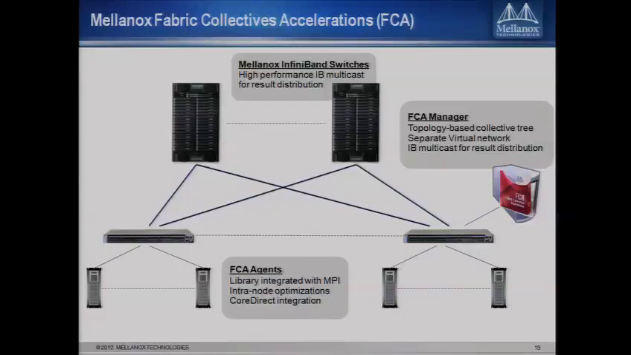We also have intranode optimizations within the FCA agent, so optimizations within the node. And we also take advantage of our Core Direct, which is a feature where the collective operation can actually be offloaded to the HCA hardware. So the FCA agent takes advantage of that feature on the HCA if it's available. And it doesn't need to be. You can run this on older HCAs that don't have the Core Direct, and it still works, and you still get many optimizations based on the other things I talked about.